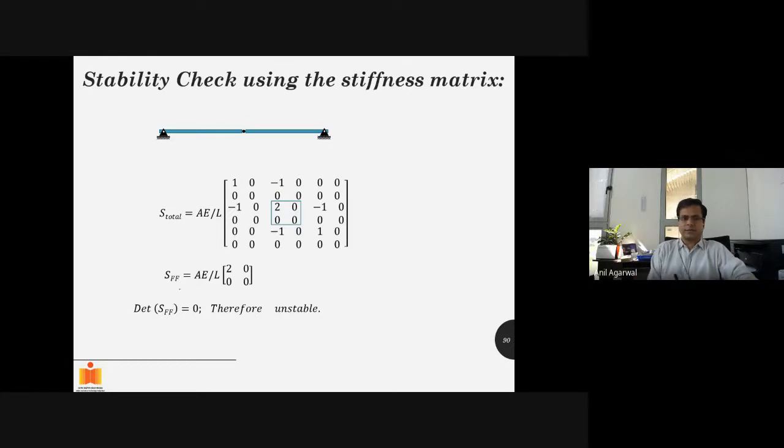We take this SFF, which is AE by L times 2000. And if you take the determinant of this one, what do you get? 0, right? So since the determinant of this one is 0, the system is an unstable system. That's how you can show it. Even if a system is locally unstable, this determinant will turn out to be 0. So that is a short way of knowing whether there is any instability in the system.